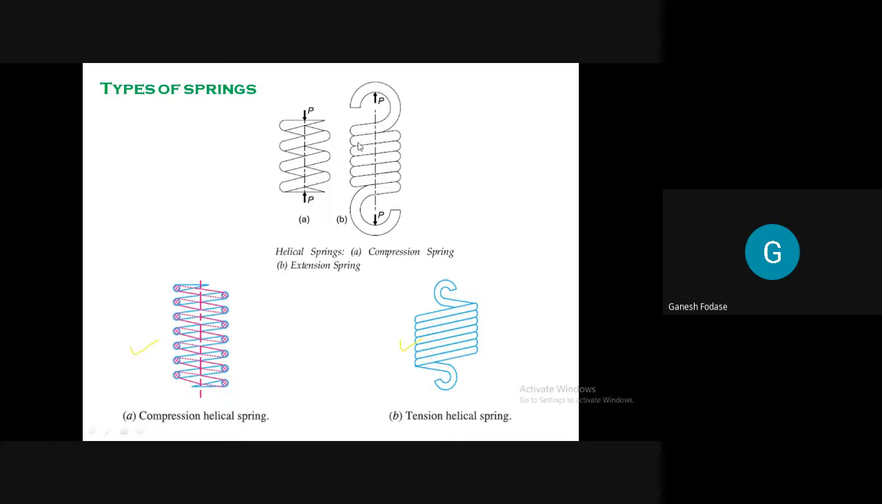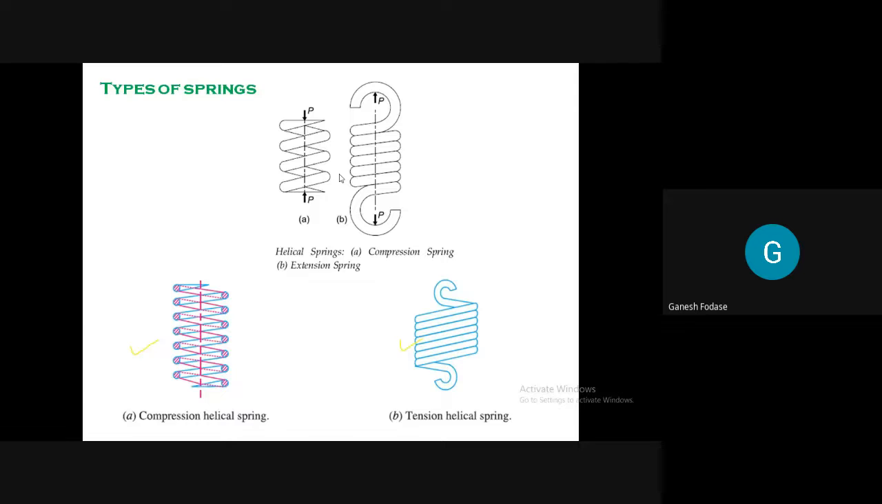There is no gap between the wires initially. But whenever the force is applied from this side and from this side, whenever extension force is applied, the spring undergoes tension, undergoes extension, and the spring will deflect. So initially there is no gap, but when extension force is applied, there will be a gap between the wires like this. So the first one is a compression spring, and the second one is an extension spring. Difference is clear between these two. Helical compression spring, helical extension spring.